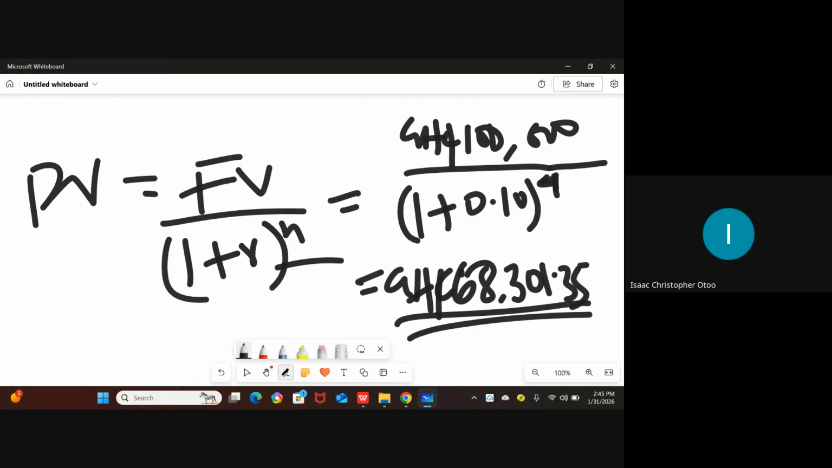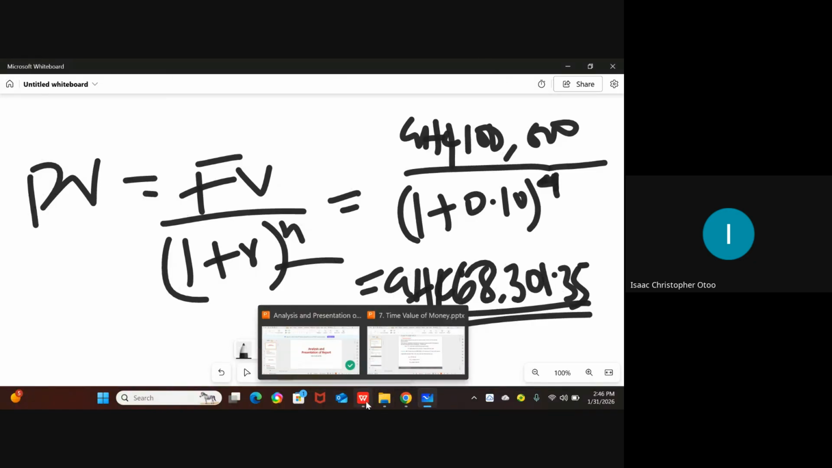So determine the current amount. The current amount is 68 of the future amount. The future amount is 100. Am I okay now? Yes, sir. Very good. So that is how present value is calculated.